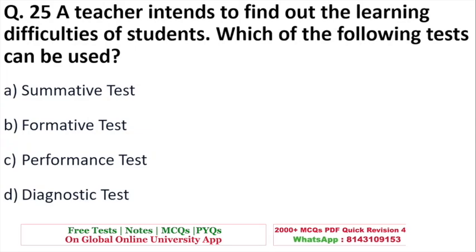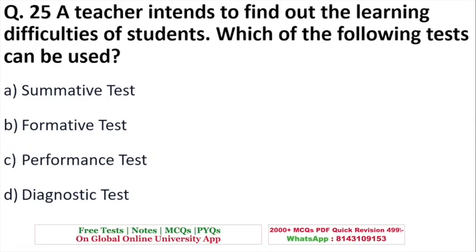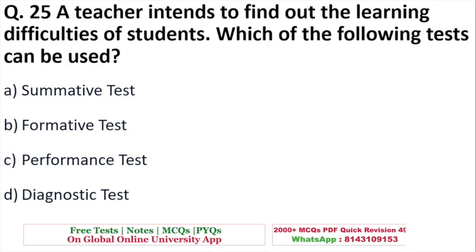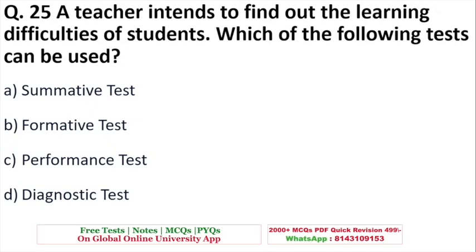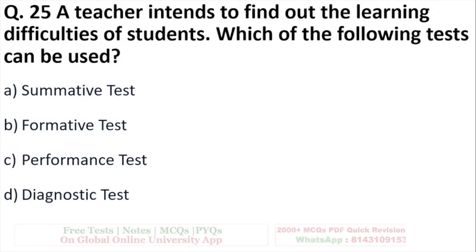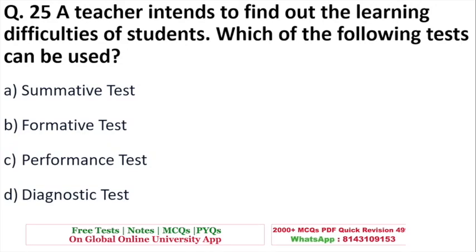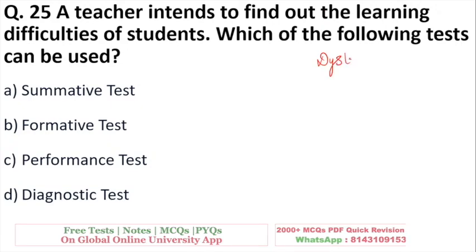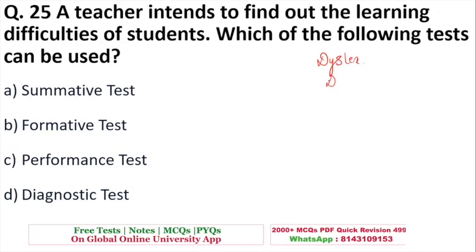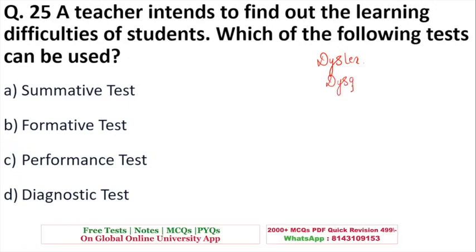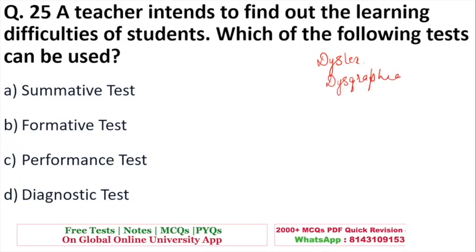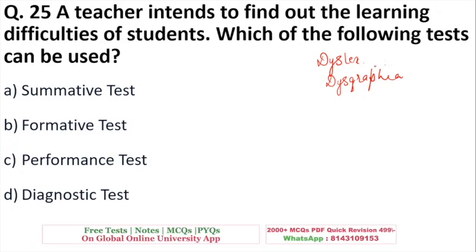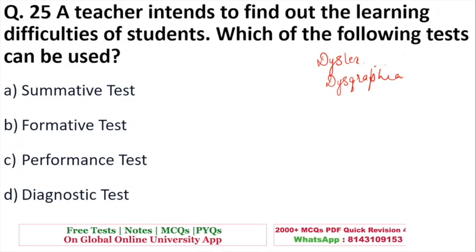A teacher intends to find out the learning difficulties of students. Which of the following tests can be used? So there are different types of tests that the teacher can use, but if there is difficulty, I did talk about dyslexia. Dyslexia is a reading disorder, and dysgraphia, we talked about dysgraphia, it is a writing disorder. So all these kinds of difficulties that the students are having, which test should the teacher use?